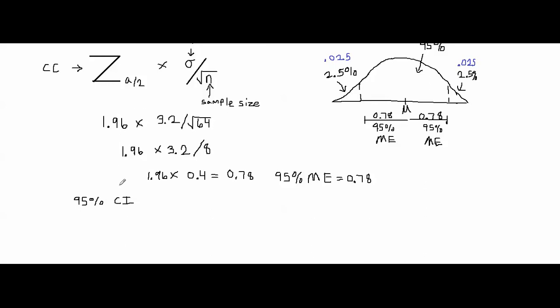So what you have to do to create a 95% confidence interval is take the sample mean, the mean of the researcher's sample that was actually selected, and add and subtract the margin of error. So it's sample mean plus or minus margin of error.